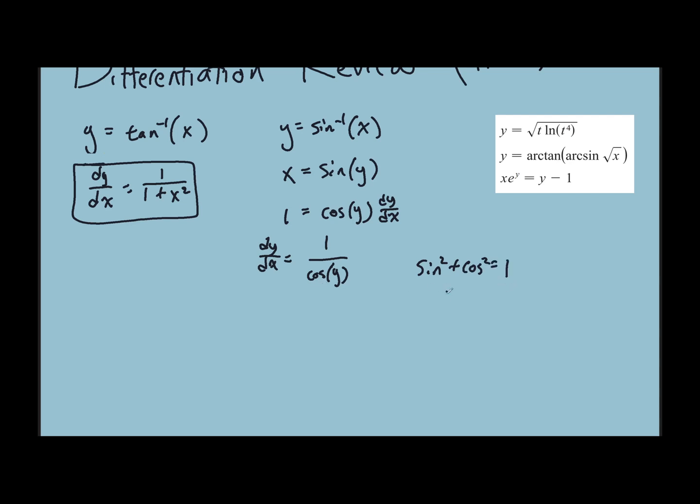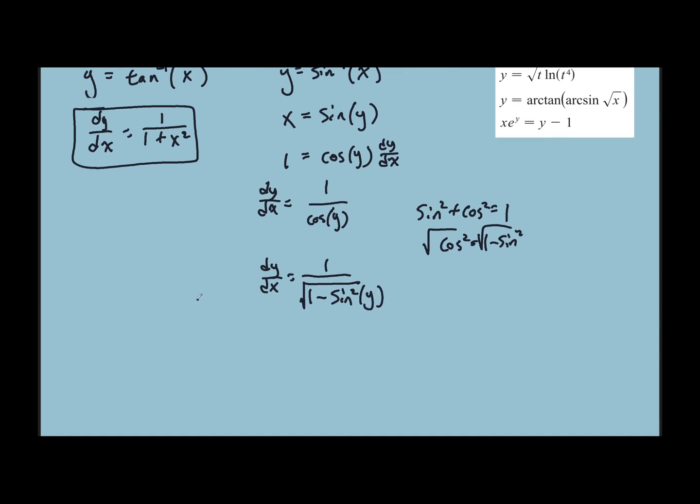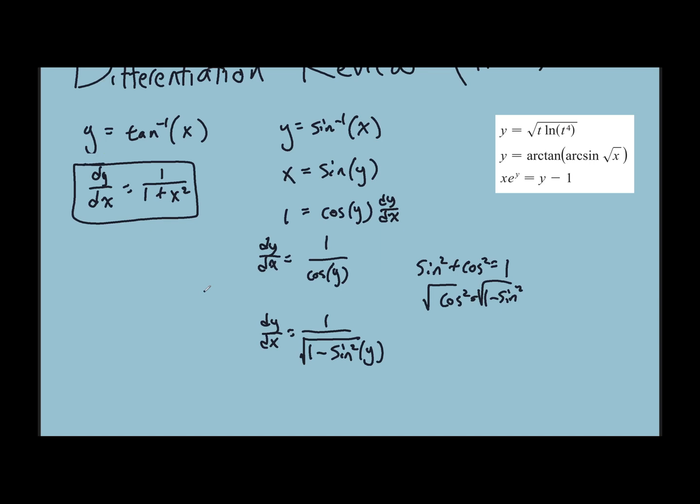So I don't have a cosine, but I have cosine squared equals 1 minus sine squared. So I can square root that. And then what we'll end up with here is dy/dx equals 1 over the square root of 1 minus sine squared of y. That's what cosine is. So that's all just rearrangement.